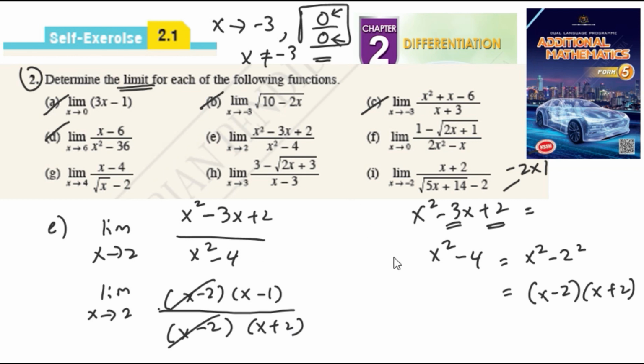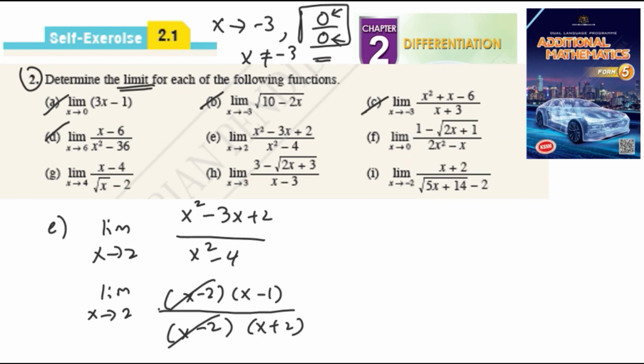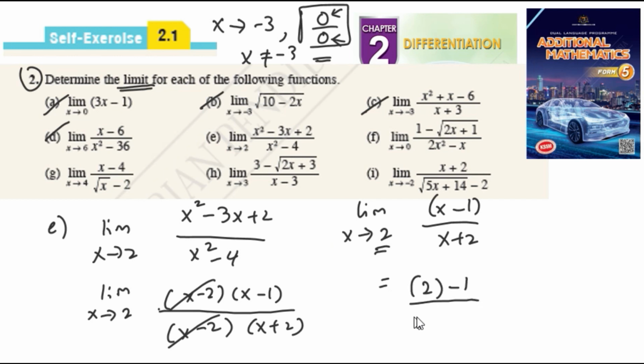So here, I just put the limit first, I don't want to substitute yet: (x minus 1) over (x plus 2). Now you can substitute x with 2. Quite fast, right? So 2 minus 1 divided by 2 plus 2, and you get 1 over 4. So this one is E.